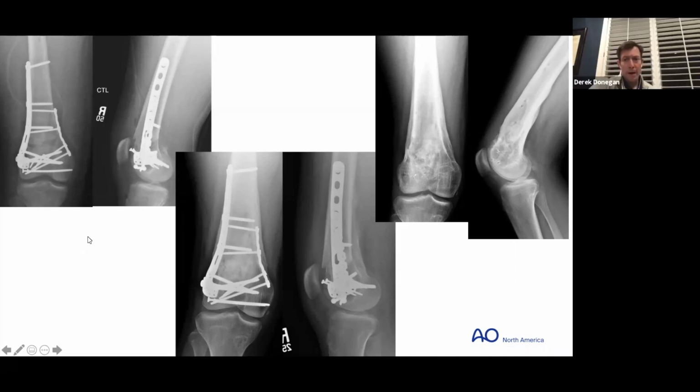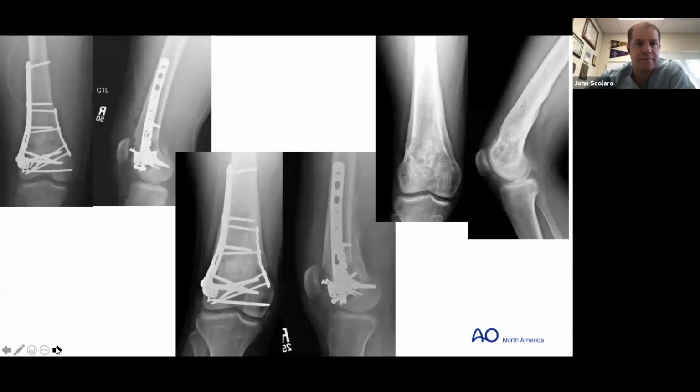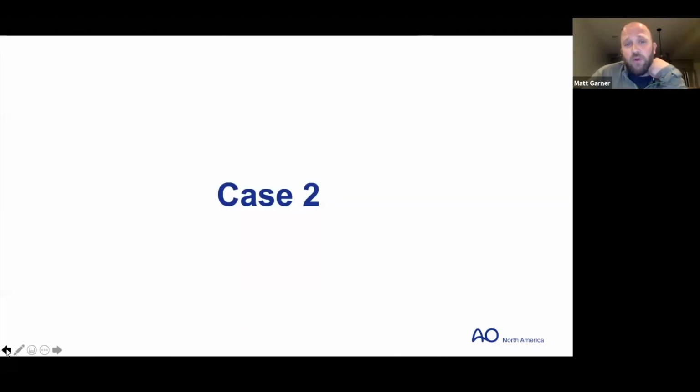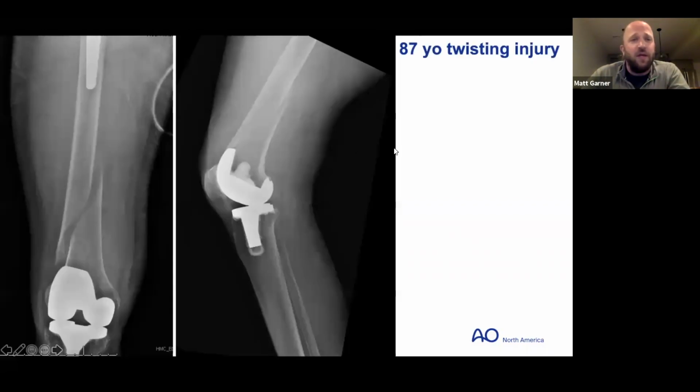All right, great. For sake of time, we're going to move on to the next case. John, anything to add before we move on? No, I like it. Good case. There was a question real quick while you're switching over about graft. Most of us don't graft acutely. I would try to avoid grafting acutely unless you needed to. If there's a big defect, come back in 6 to 8 weeks or so.